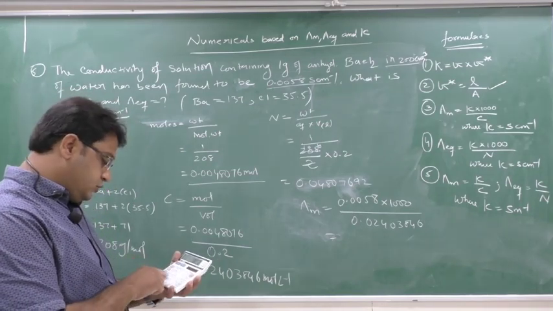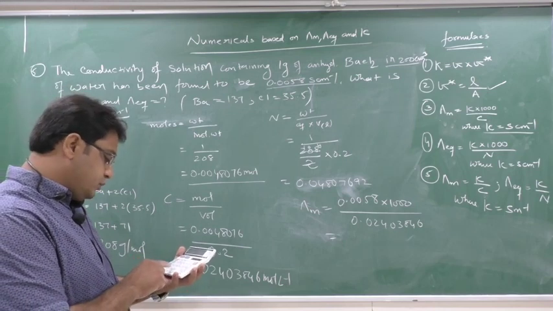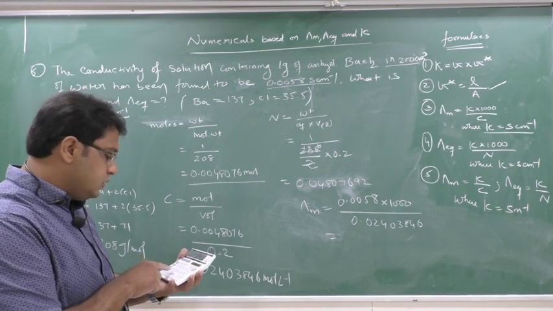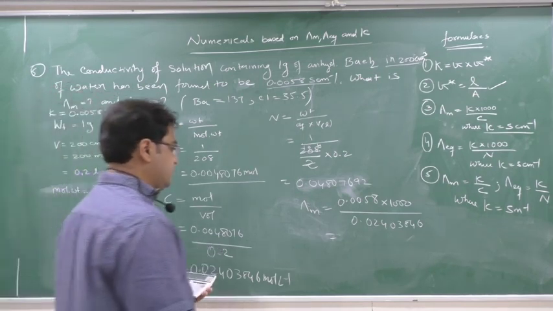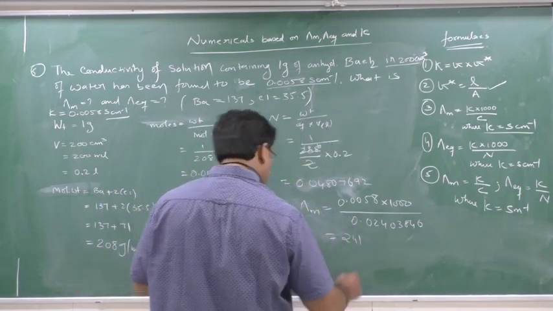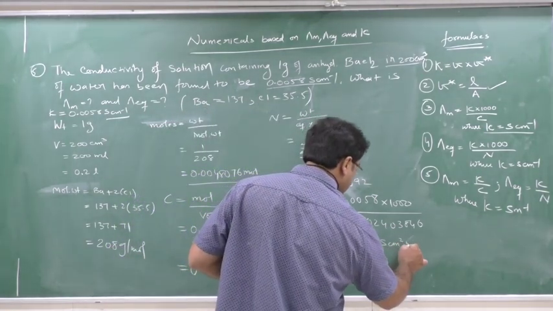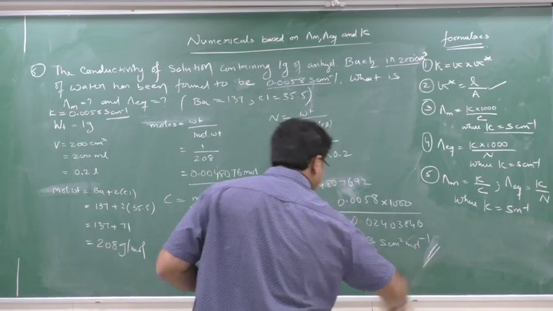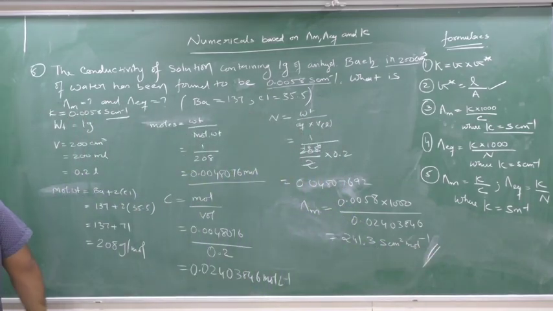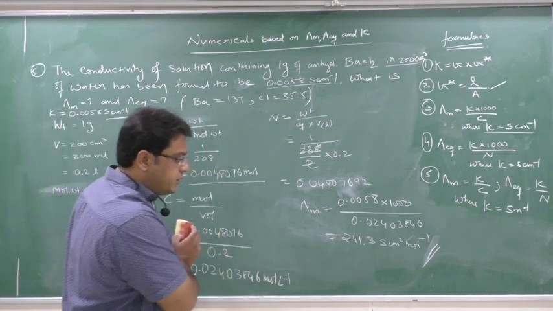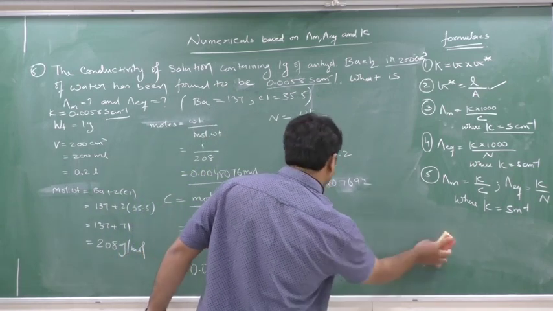So your answer will be 0.0058 into 1000 divided by 0.02403846, which is 241.3, that is 10 to the power 3 Siemens centimeter square mole inverse. Clear? So this will be your answer for lambda m. Please check it out, write this down, then I will calculate the lambda EQ. Clear? I hope you have done this. Take a screenshot now.